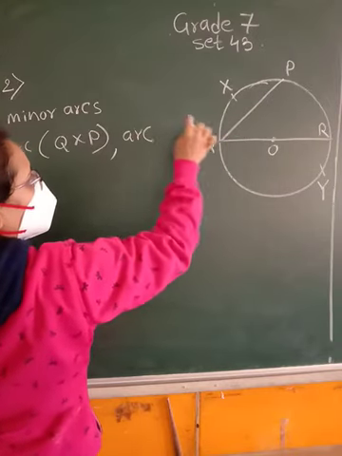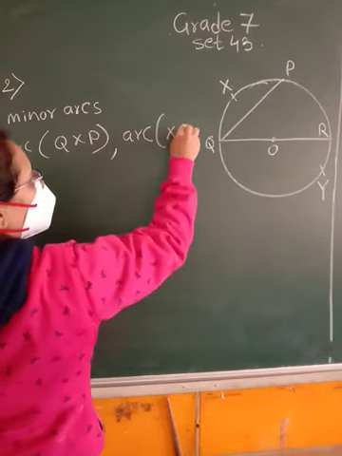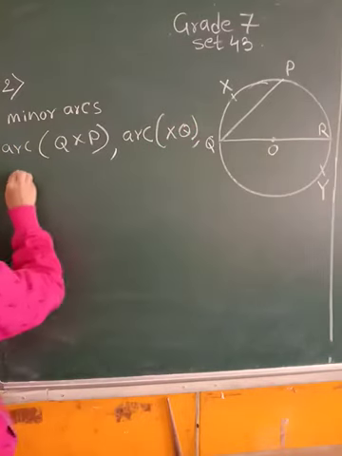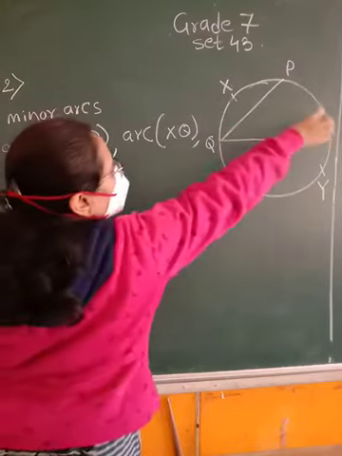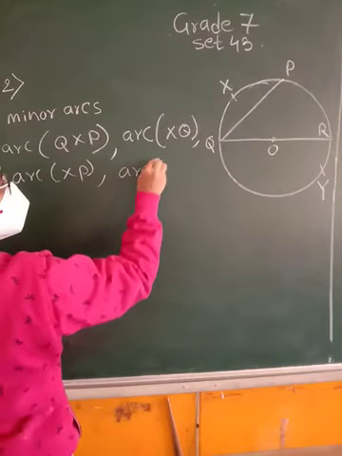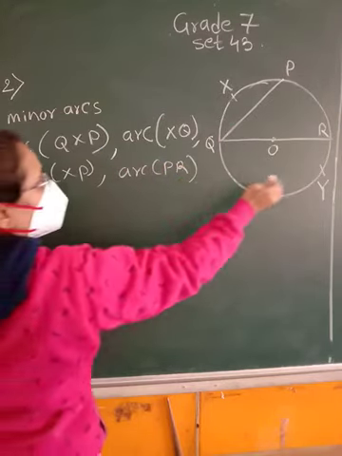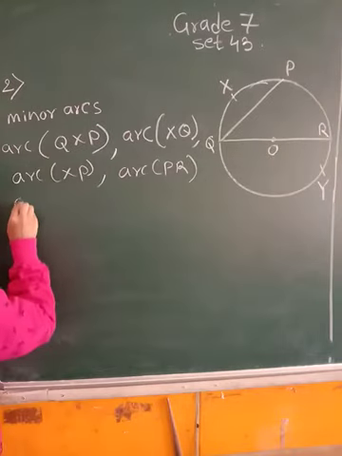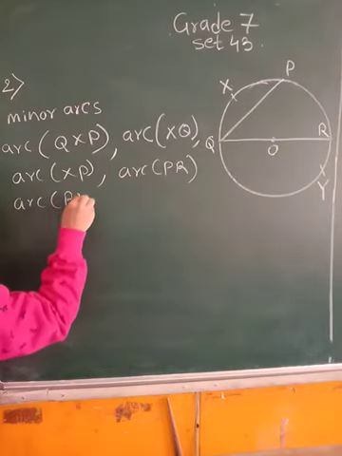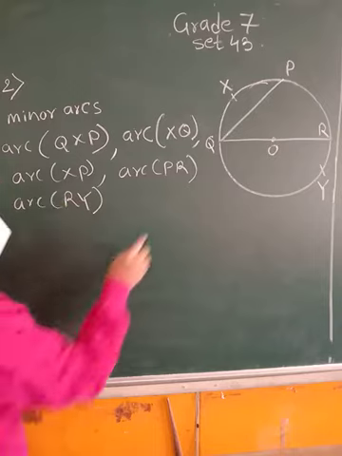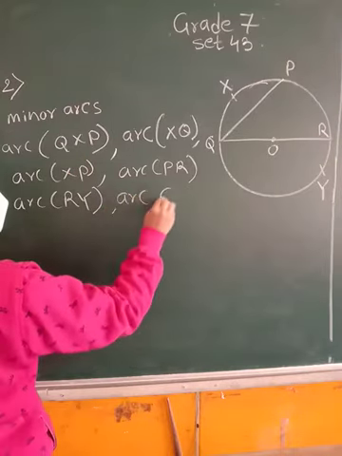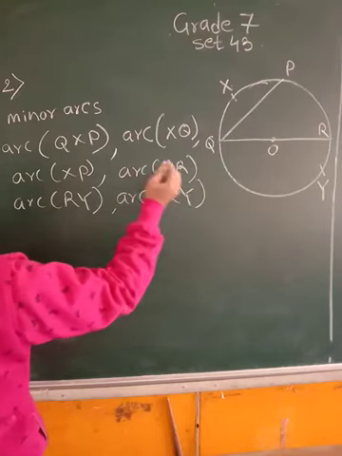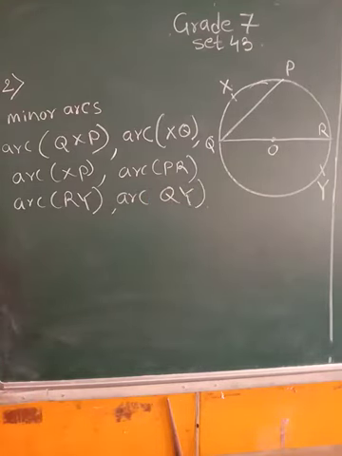This is also a smaller arc. We can say arc XQ. Then XP also can be there. Arc XP. Then we have PR, then we have RY, or YR. And QY also we can take. Okay, so this is RQ. I think that's all. So all of these are minor arcs.